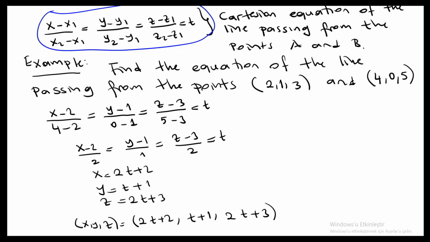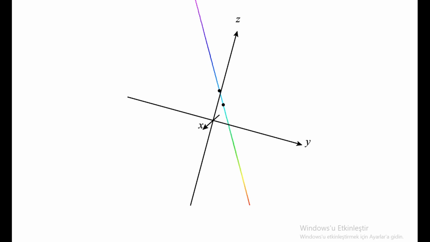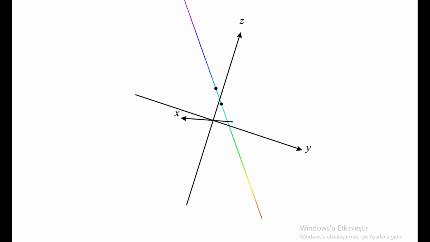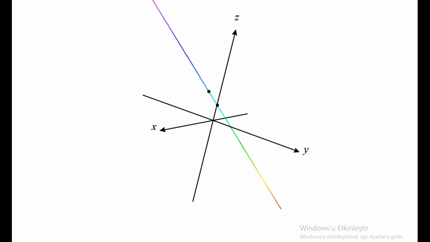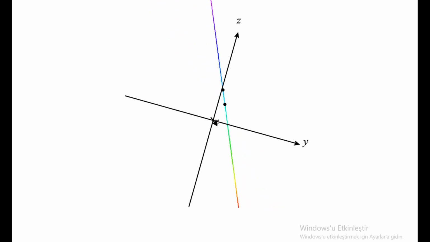This is how we find the line, the equation of the line passing through the two points. Orthogonality and parallelity.